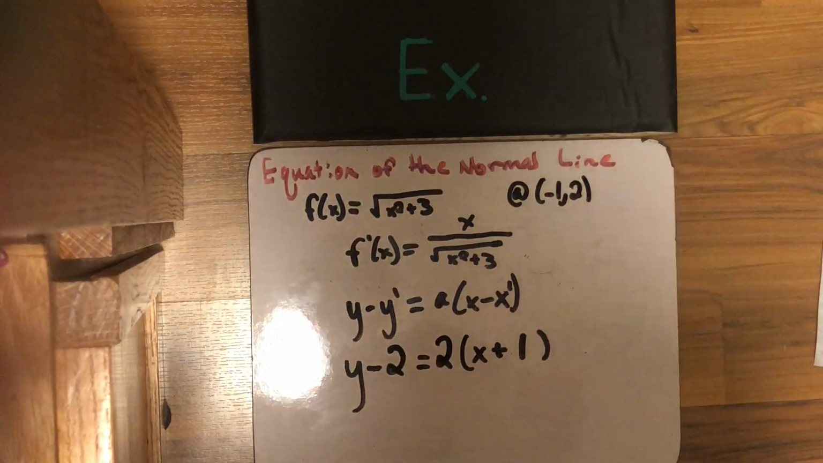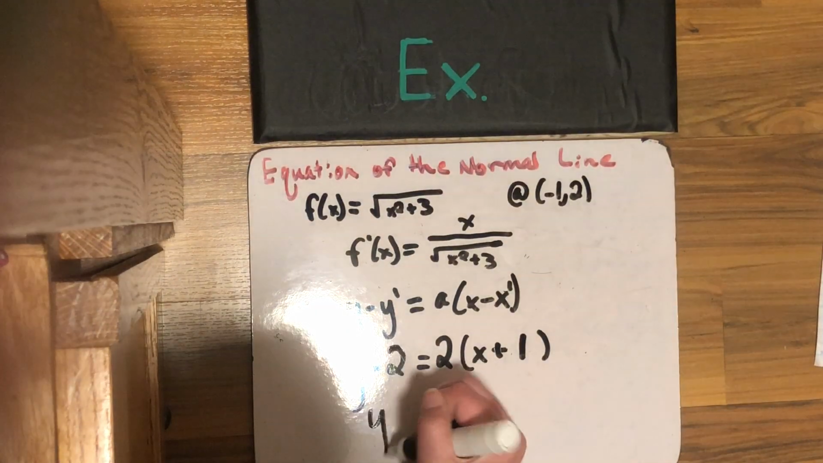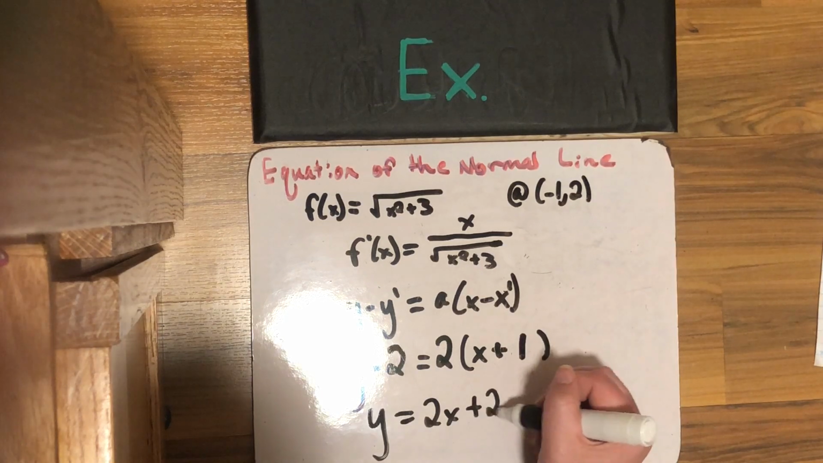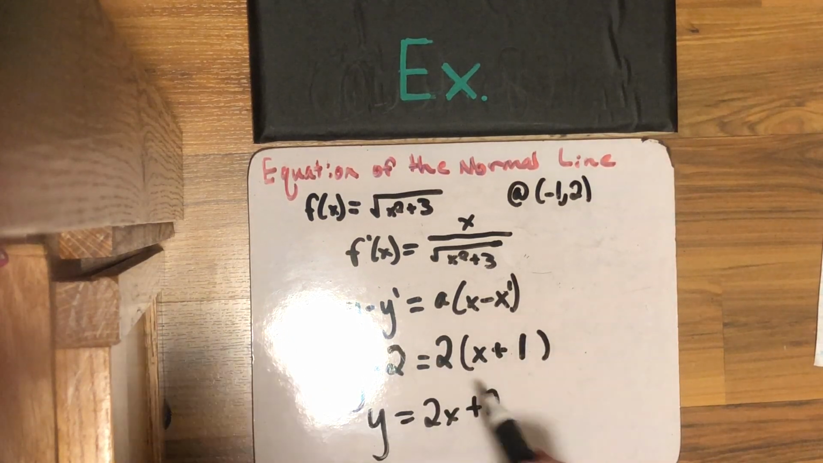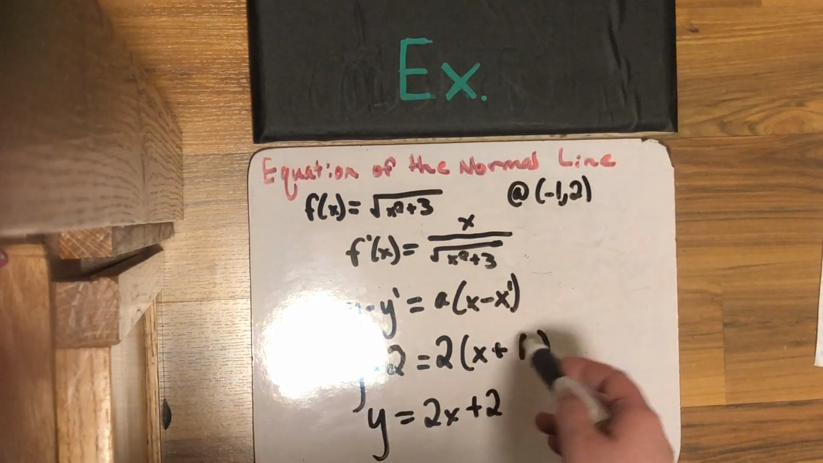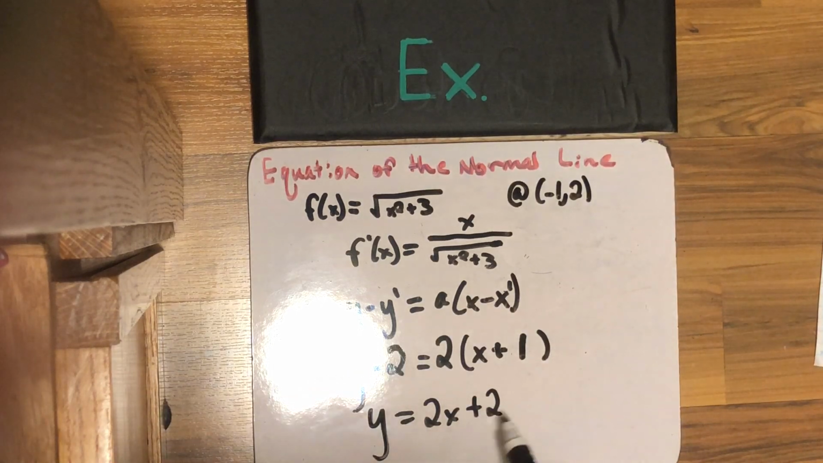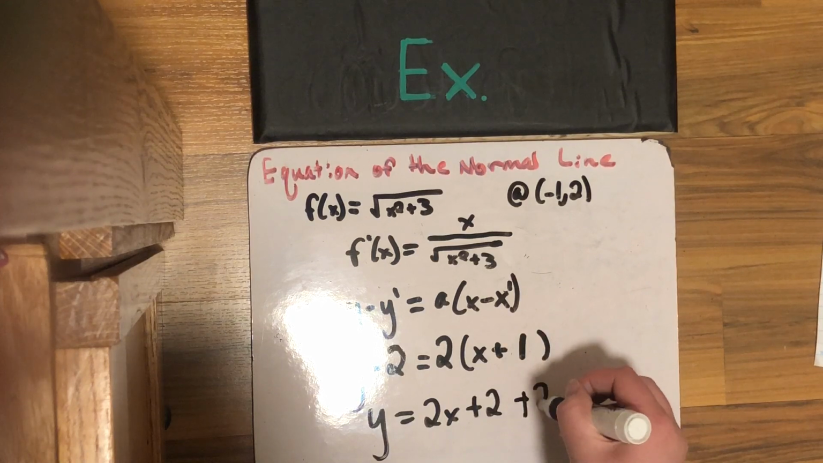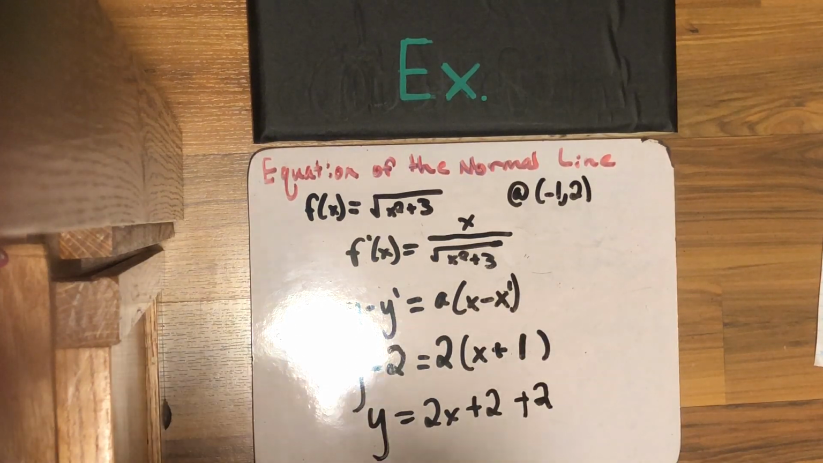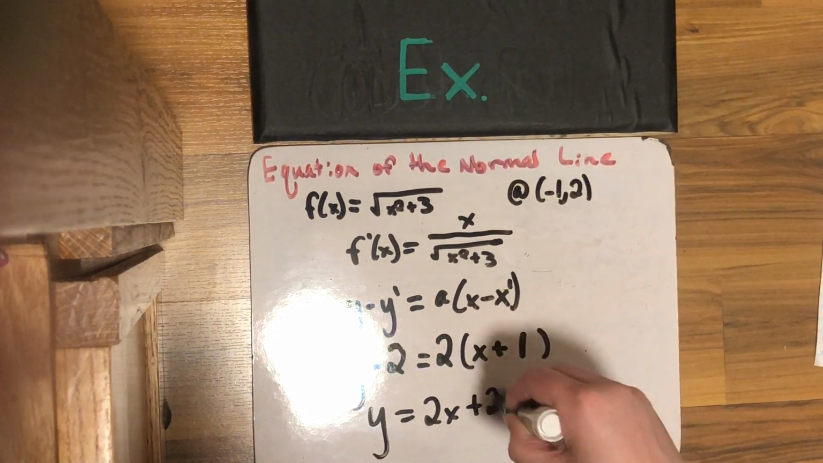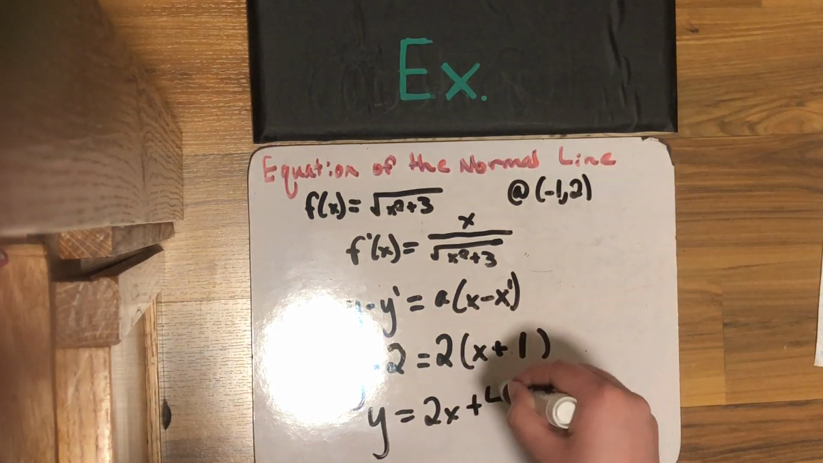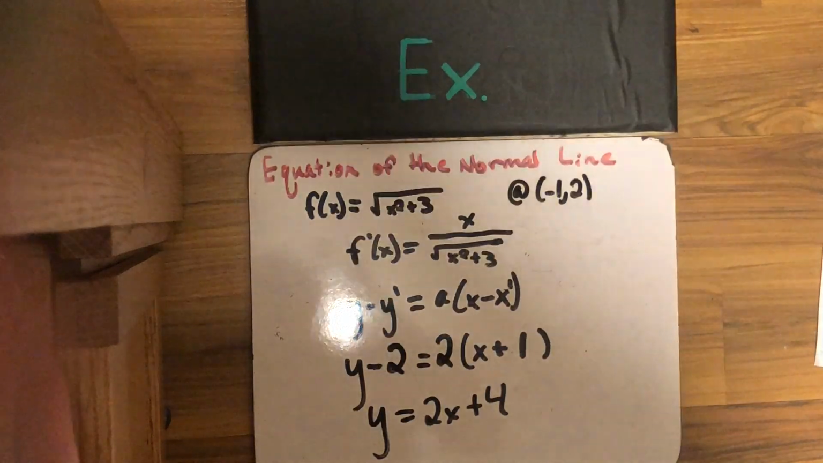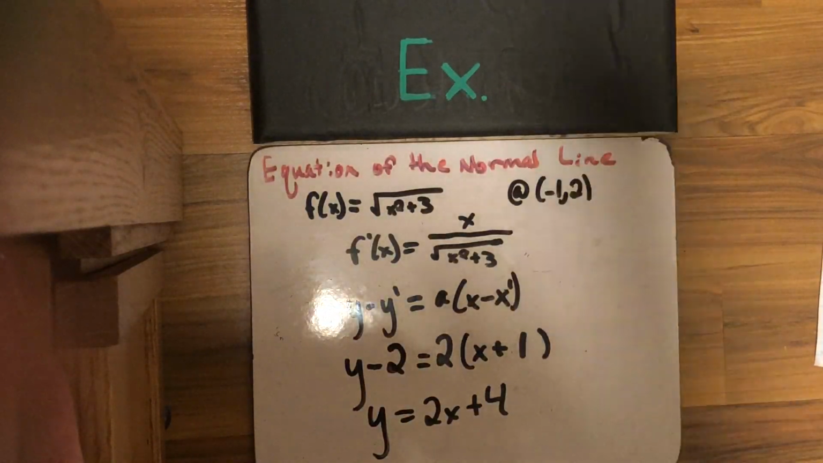Now we can simplify that a little more. We get y equals 2x plus 2. That's on this side, 2 times x and 2 times 1, so 2x plus 2. And then if we add the 2 from over here, plus another 2, which gives us plus 4. So the equation of the normal line is y equals 2x plus 4.